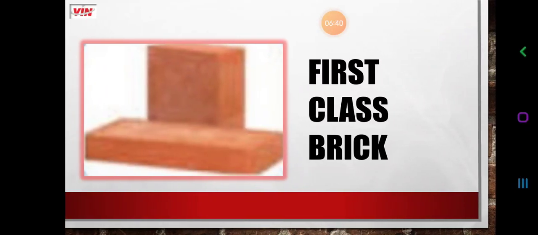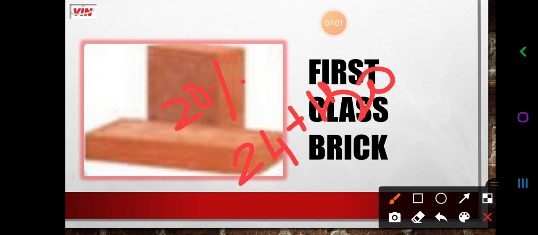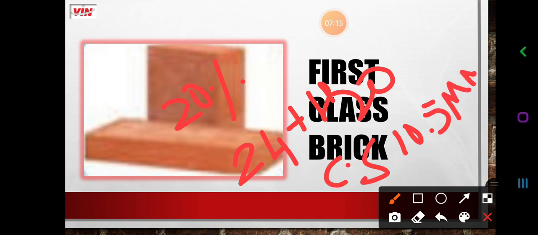First one is first class bricks. These bricks are well burnt, having smooth and even surface with rectangular shape and uniform reddish color. These bricks should not absorb water more than 20% of their own weight after being immersed in water for 24 hours. This is what we say is a first class brick. It should be noted that it should have a minimum crushing strength of 10.5 meganewton per meter square.